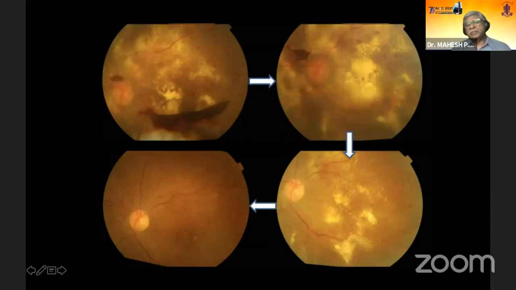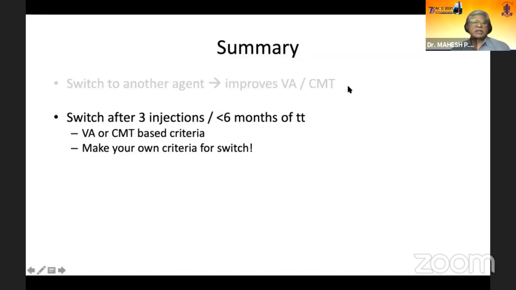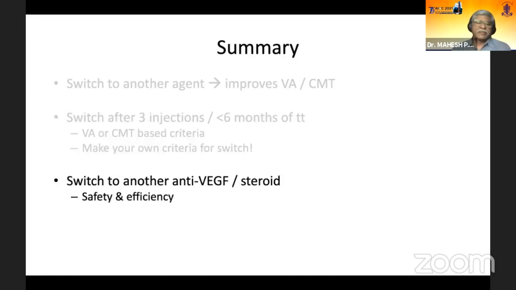So this is, and particularly in PDR patients, the posterior hyaloid does play a significant role, and removing it seems to work wonders in these patients. To summarize, switching to another agent does seem to improve visual acuity and central macular thickness, and the switch should be after 3 months and less than 6 months, or within the first 6 months of treatment, based on the visual acuity or CMT criteria. As I showed, there are multiple criteria and the best is to make our own criteria.